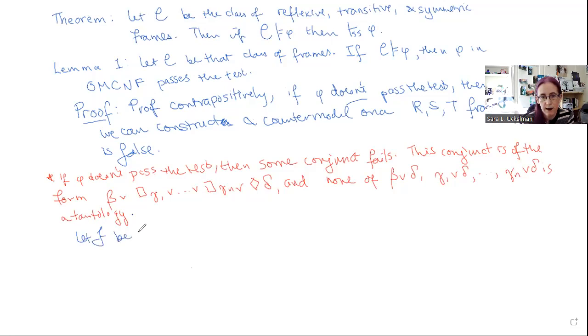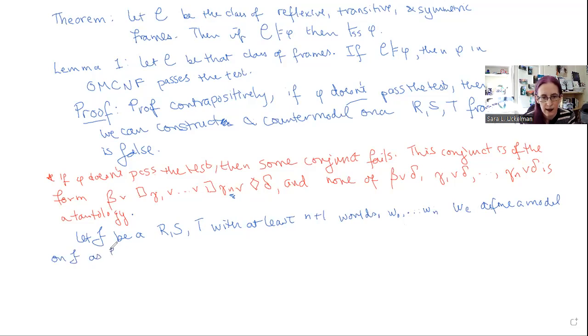So let F be a reflexive, symmetric, and transitive frame with at least n+1 worlds. So the n here is the number of gammas that we have. So we need to have at least one more world than we have possibility formulas. So let's label each of these W0 all the way up to Wn. We define a model on this frame F as follows.